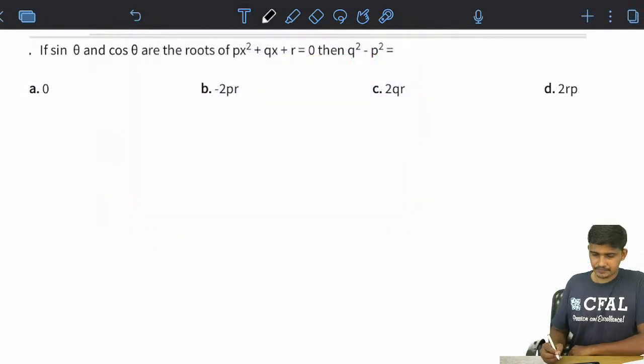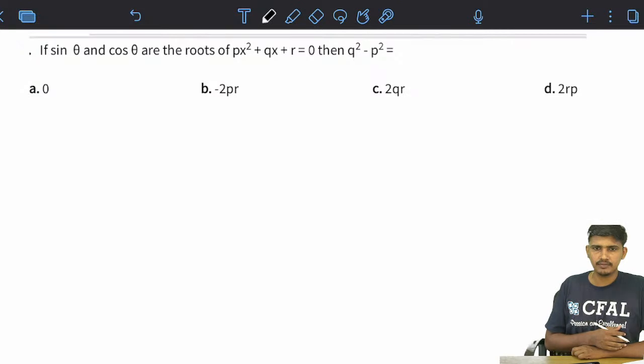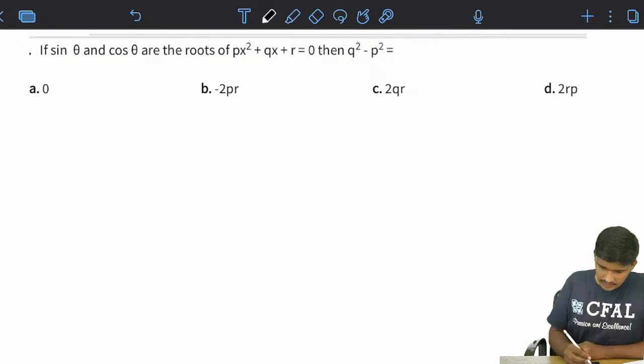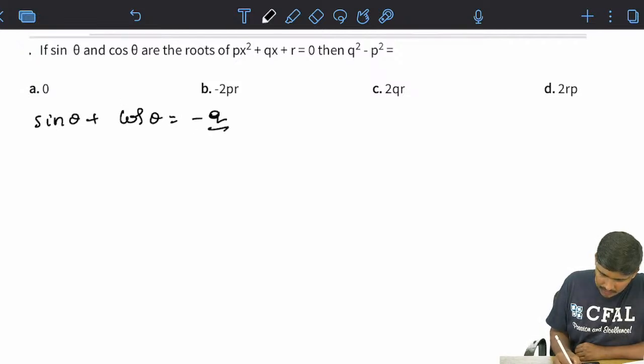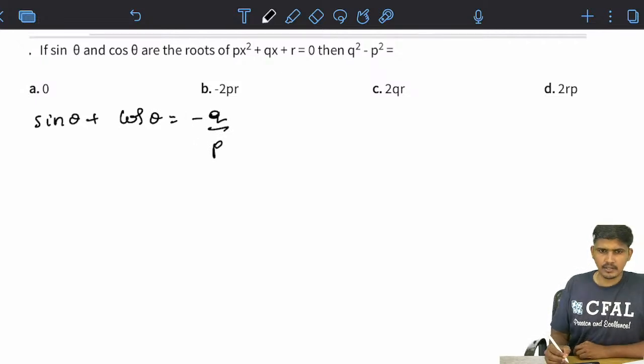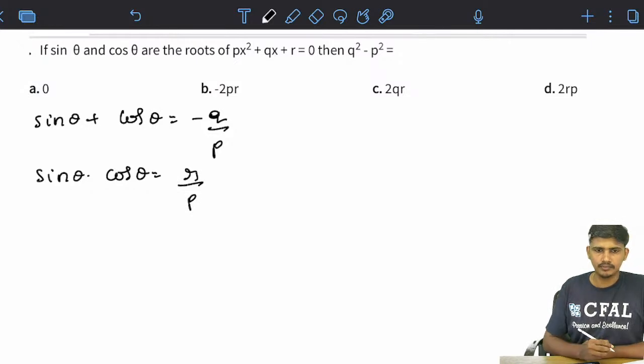Okay, fine. So we know this is a quadratic equation. We know the relation between the sum of the roots as well as the product of the roots, right? So sin theta plus cos theta will be equal to minus q by p, and the product of the roots, sin theta into cos theta, will be equal to r by p. This rule we know, right? So using this rule, we need to find the value of q square minus p square.